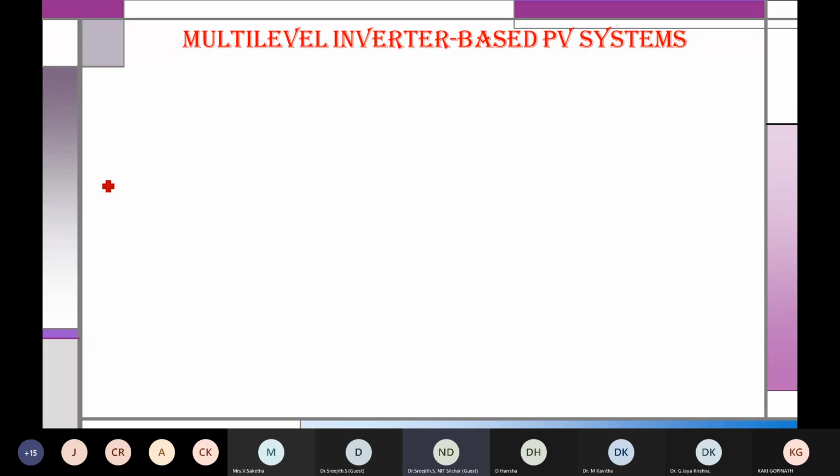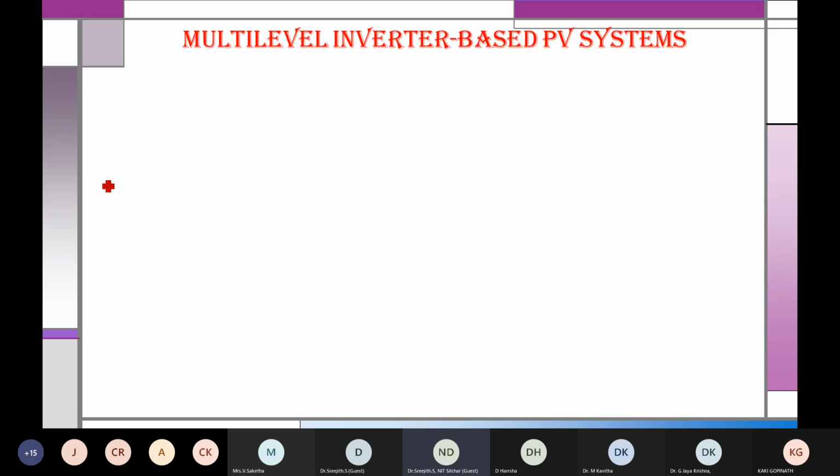And another one is the multi-level inverter. Initially we had normal inverters, two-level inverters. Then the research has gone to multi-level inverters. When you take multi-level inverters, a lot of advantages are there. The switching stress is reduced, switches can be operated at lower frequency, and there is a reduction in harmonics. All are the advantages of this one.